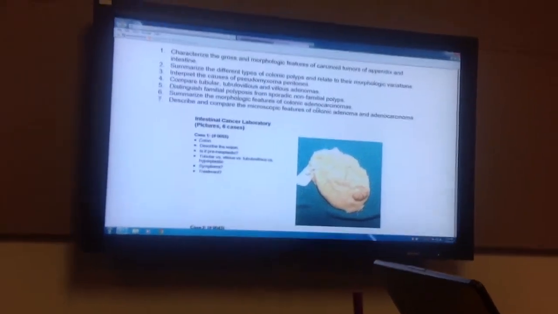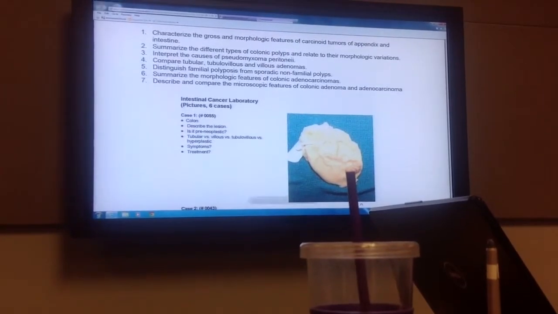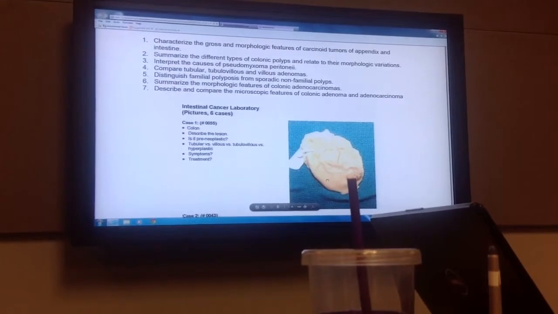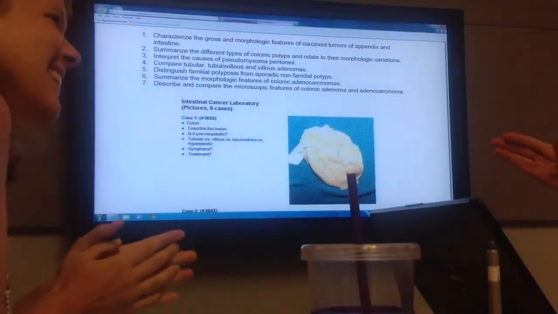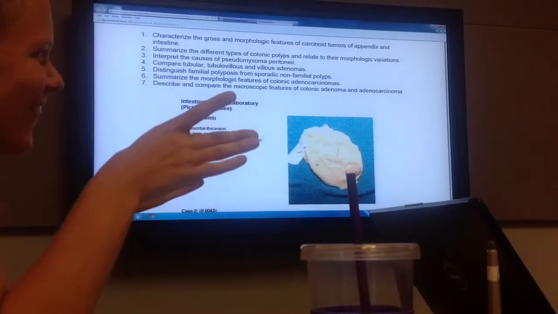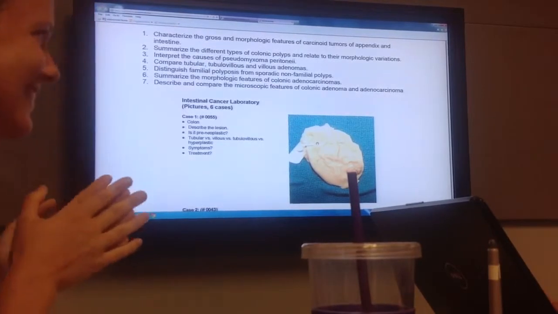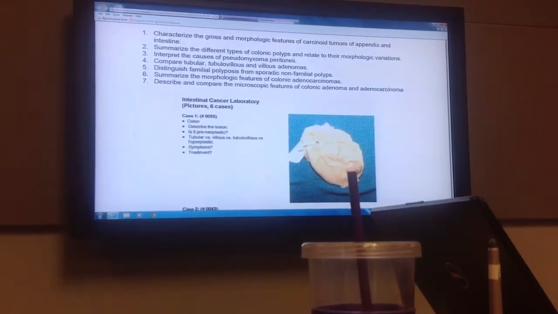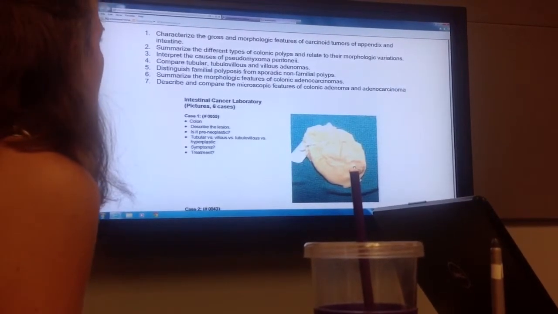Okay, so the first specimen is kind of a white specimen. I am not sure. Well, our topic is intestinal stuff, right? Intestinal cancer. So we can guess that we're either in the small or large bowel, right? If you had to guess, which one would you think this would be?